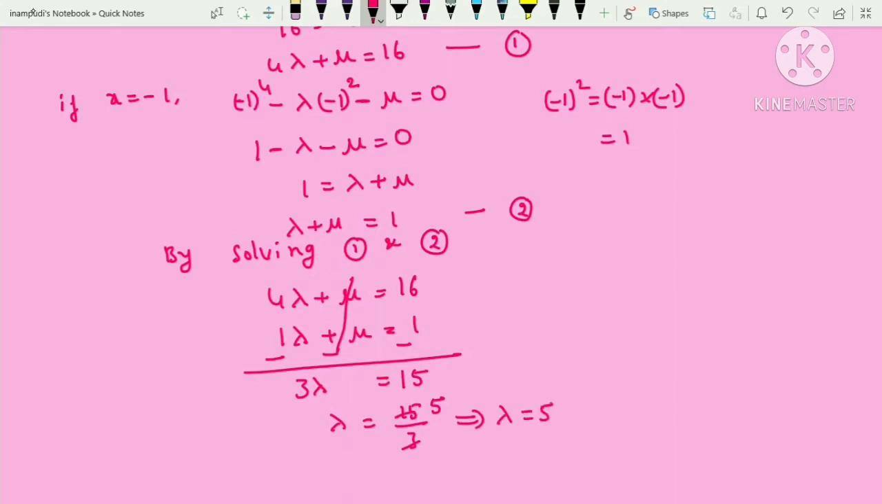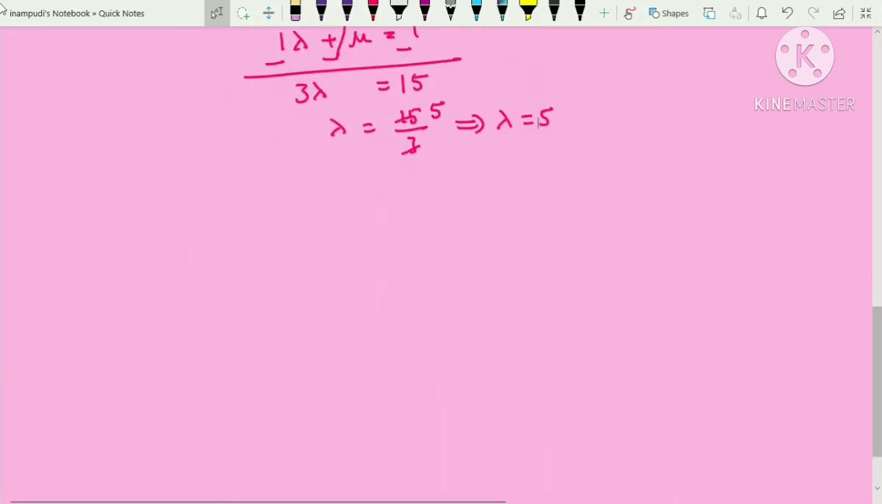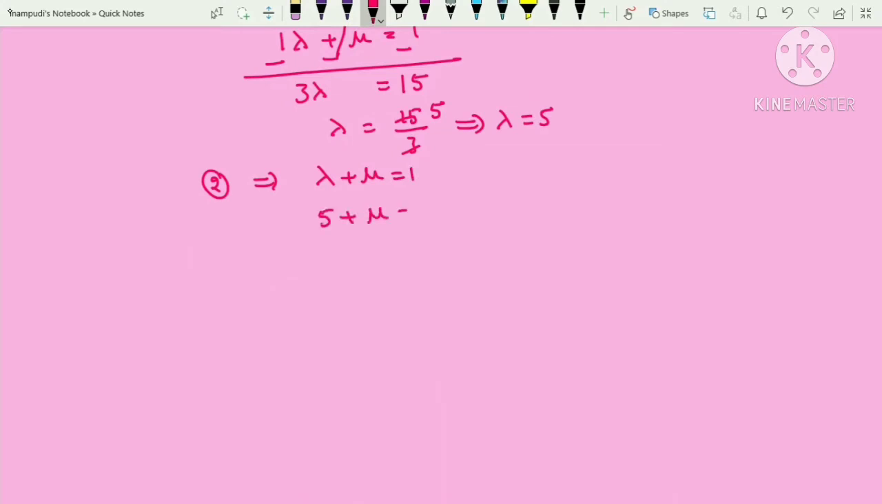λ = 5. Substitute 5 in the second equation, λ + μ = 1. λ = 5, so 5 + μ = 1. μ = 1 - 5, so μ = -4. So λ = 5 and μ = -4.